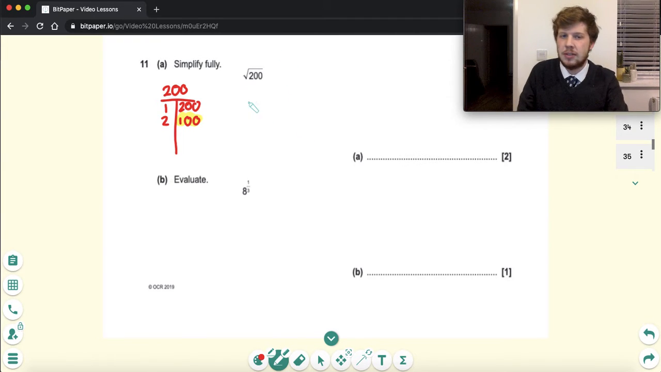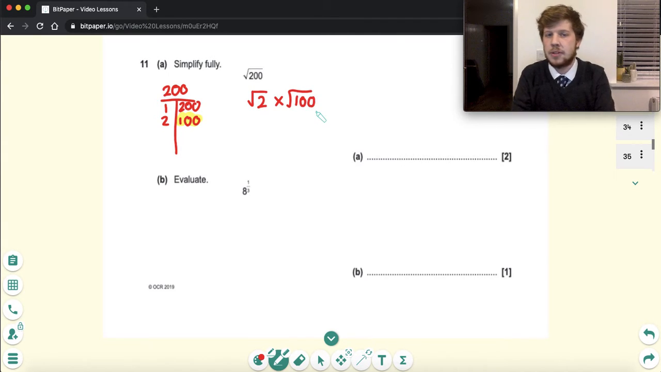So I could write root 200 as root 2 multiplied by root 100, because the product of 2 and 100 is 200, and I know that root 100 simplifies down to 10. So therefore my answer is going to be 10 root 2.